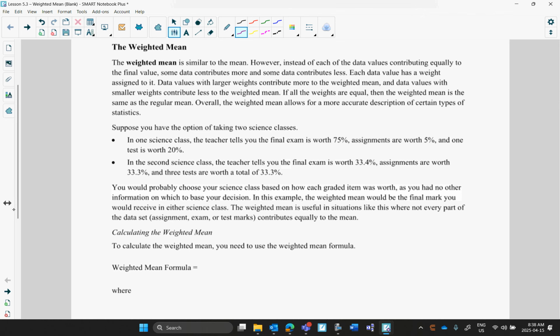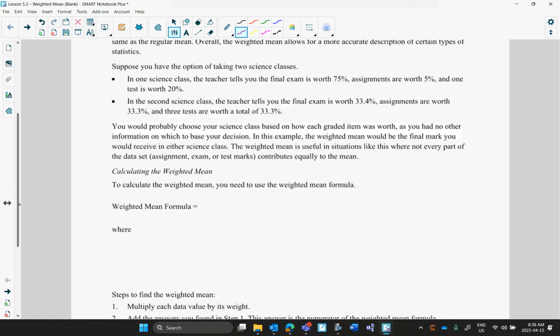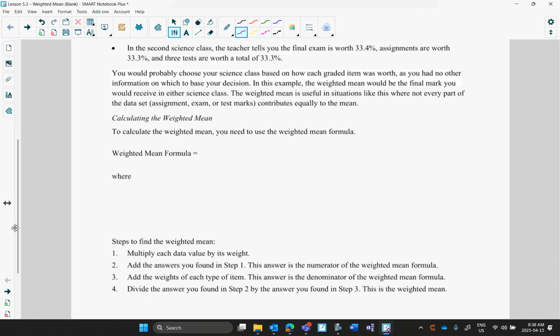Where some of the data contributes more to the mean than some of the other data. So like in the pre-calc example, your tests contribute more to your final mark than your final exam does. So how do we find the weighted mean? And this would be a formula you would get. And I'm going to use a little fancy notation. Emma, you might recognize this.